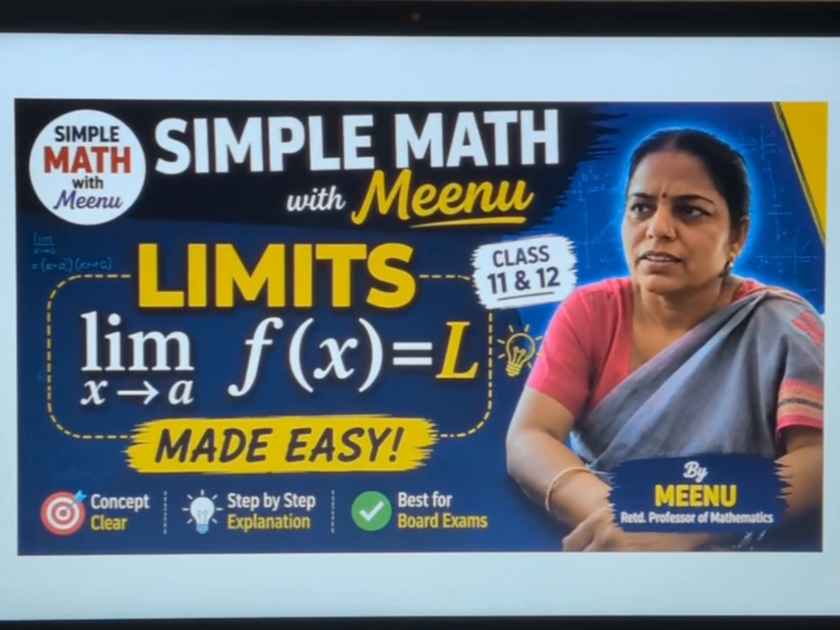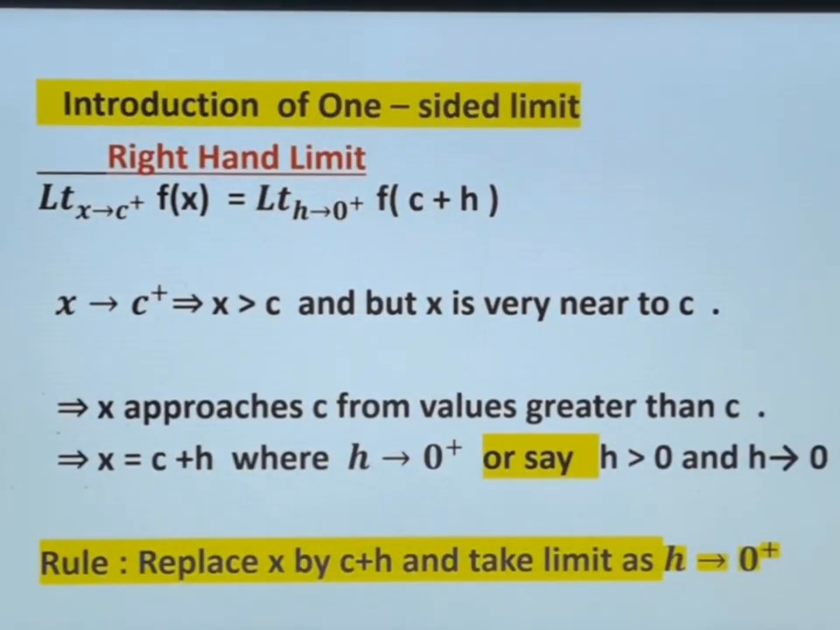Today we will introduce one-sided limit, that is a right hand side limit and left hand side limit. Now first right hand side limit. Now that is limit x tends to c plus f(x). So here for right hand side limit we will put x is equal to c plus h, where h tends to 0 plus, that is equal to limit h tends to 0 plus f of c plus h.